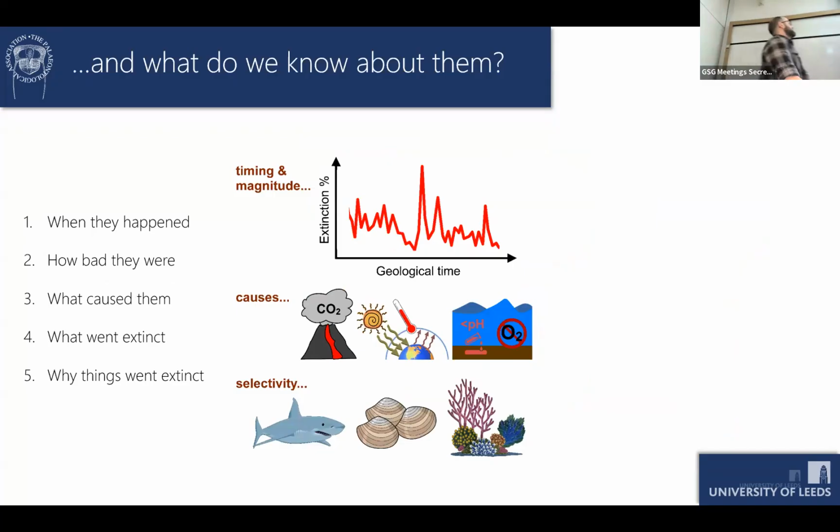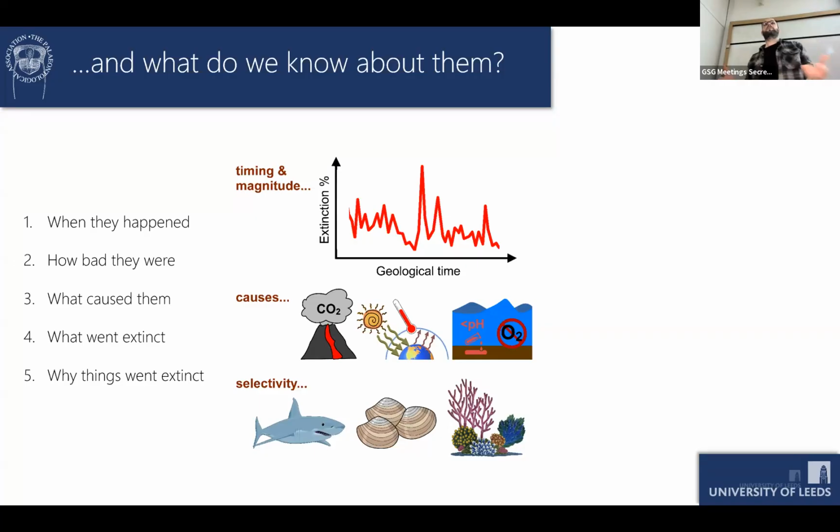So what do we know about mass extinctions? From real in-depth study of the fossil record, we've got a really good handle now on when they happened, and we know there were more than five, and we know a lot more about some of these minor extinction events than we used to as well. We've got a pretty reasonable handle on how bad they were in terms of extinction rates and extinction magnitude. Through loads of research, through Earth system science, geochemical records, sedimentological records, we've got a pretty good handle now on what caused them.